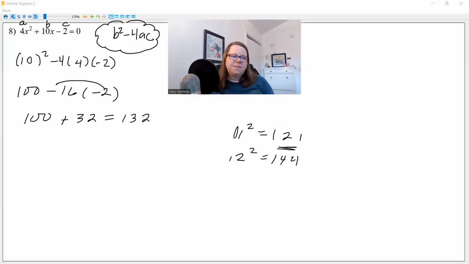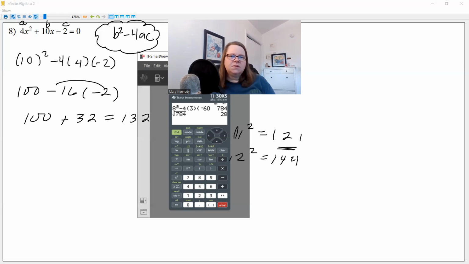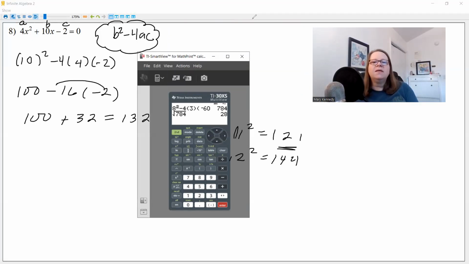I know 11 squared is 121, and 12 squared is 144, and 132 is in between those. So I'll pull it up on the calculator though, so that we can just see what it might look like on your calculator. Whoops, not a log. Square root of 132. Now, my calculator will simplify in terms of a radical. Most calculators are only going to give you the decimal form. So you probably got 11.489 if you checked it on your calculator, which is what you would do.